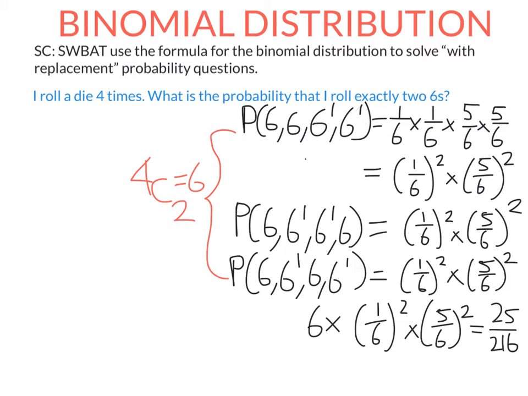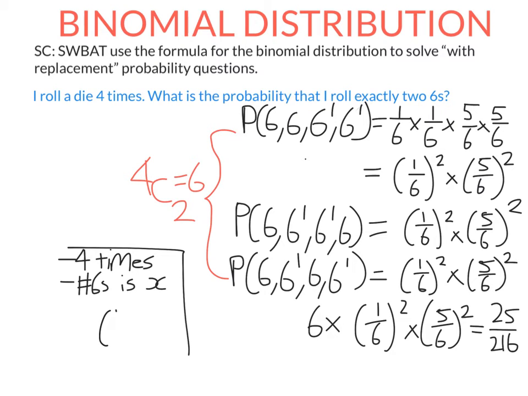What if it was another number, like I roll a 6 or whatever? So this is the idea of what we've done. Let's say I roll the die 4 times and the number of 6s I get is x. The probability that I get exactly x 6s would be 1 over 6 to the power of x.